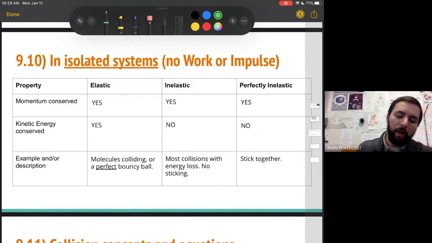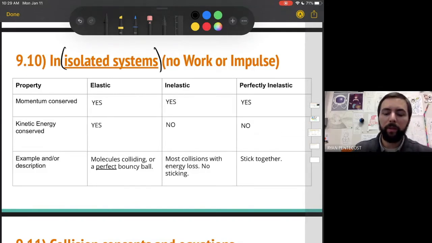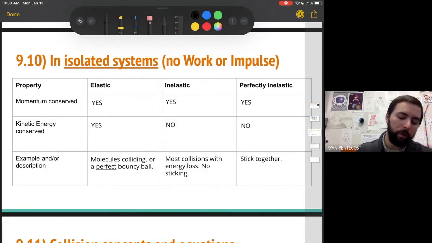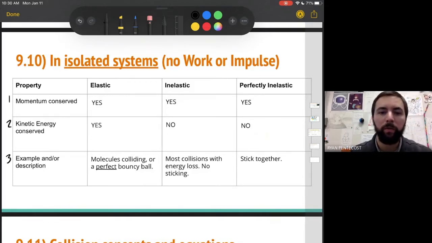So in an isolated system, this is important, right? In an isolated system, that means that there is no work or impulse being done to add energy, add momentum, or take away energy or take away momentum. Okay, isolated system. We're going to look at these three ideas along here. First, is momentum conserved? Is kinetic energy conserved? Then what is some real life example?